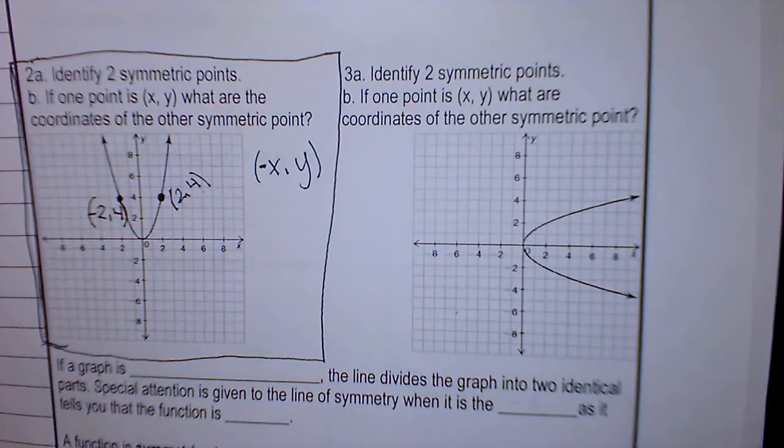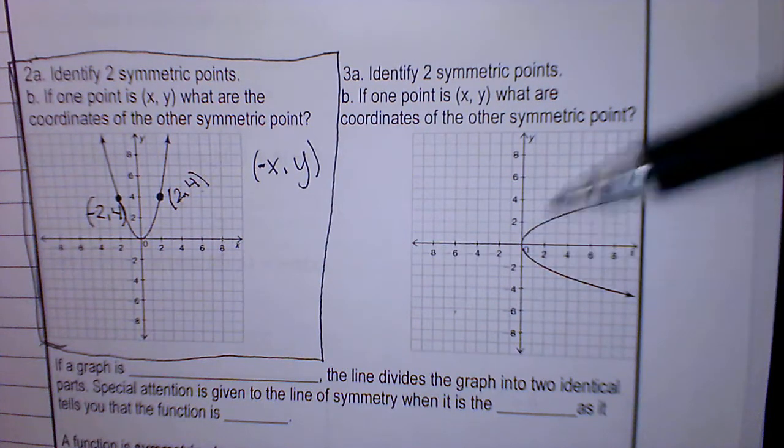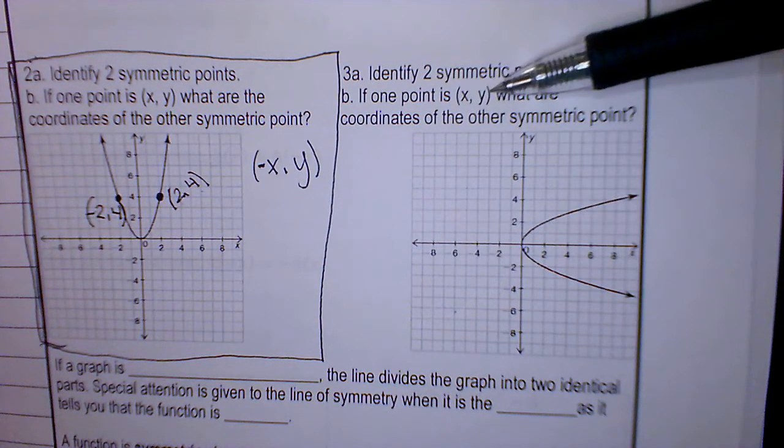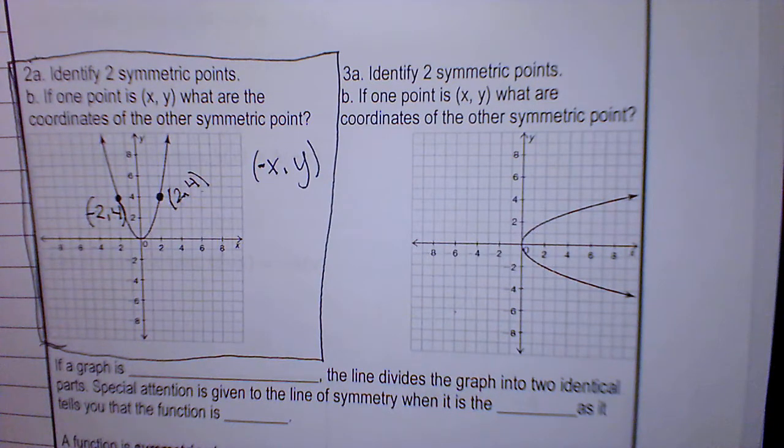Alright, you're going to go ahead and do that same thing for 3, A and B, so go ahead and pause it here. You're identifying two symmetric points on this graph, and then writing if one of those points was x, y, what is the coordinate of the other one, okay? When you get done with that, please go ahead and check with somebody around you to make sure that you guys agree.